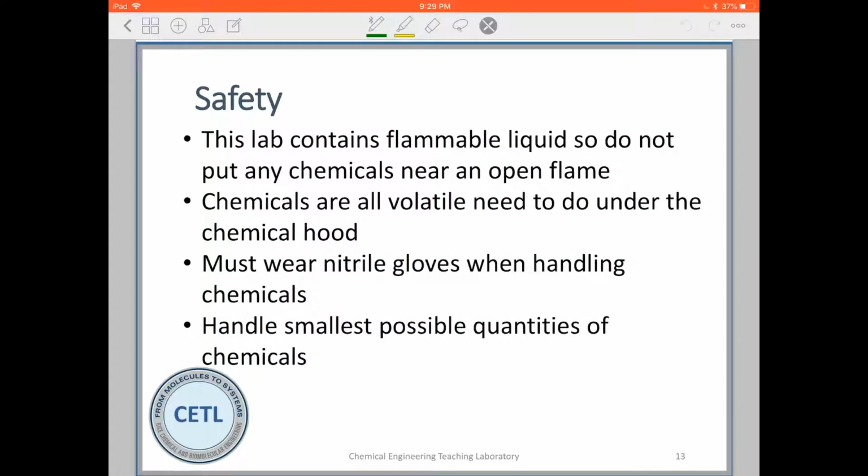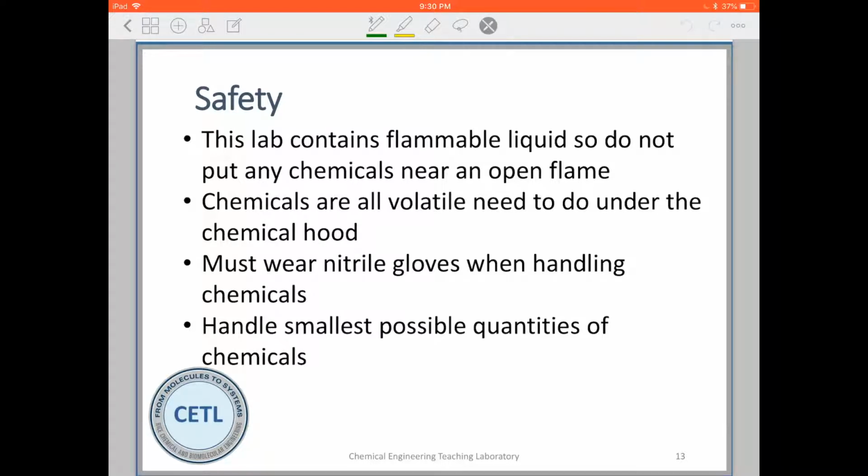Now let's go through some safety precautions. The chemicals that we're using are highly flammable, and everything needs to be done underneath a fume hood. You really don't want to be breathing anything in or leaving it out in the lab because there are carcinogens with the materials you're working with. I also recommend that you go through your MSDSs. You have to be wearing nitrile gloves when handling the chemicals. The latex gloves are not going to protect you. Also, try to handle the smallest possible quantities of chemicals. So when you're mixing your dilutions to do your experiment, don't be mixing a huge quantity.